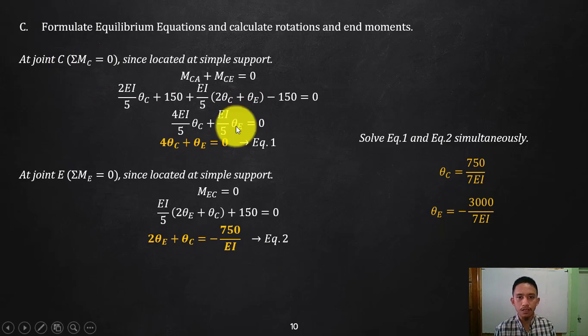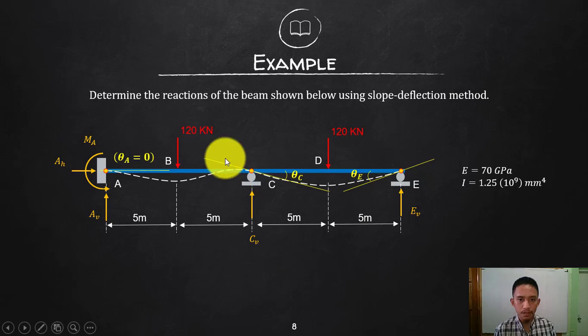Go back to the original frame, or the problem itself. At point A, if you will try to summate a moment here, there is a moment which is actually unknown. That is one of the reactions. At point C, if you will try to take a moment here, it should be 0. Why? Because that is a simple support, isn't it?